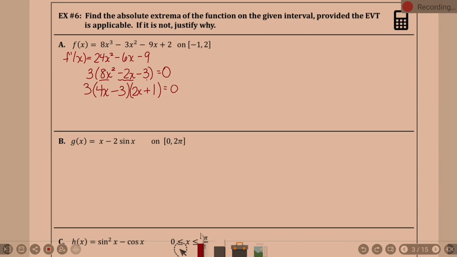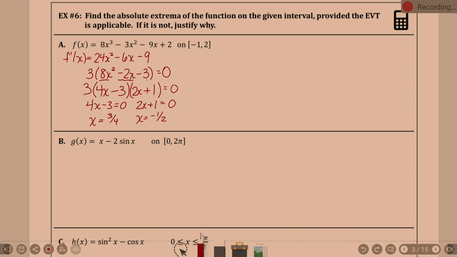Okay, set each factor equal to 0. Does 3 matter? No. This is where I never divided 3 out like Doug suggested, but I'm just not going to do anything with it. It's just going to sit there. So I'm going to set 4x minus 3 equal to 0 and 2x plus 1 equals 0. We get critical values of 3/4 and -1/2.